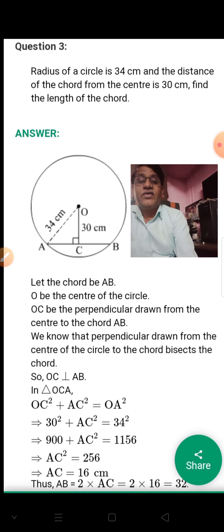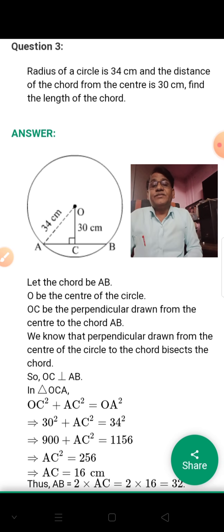See question number 3. In this question, see what is given. The radius of a circle is 34 centimeter and the distance of the chord from the center is 30 centimeter. Find the length of the chord. The radius of the circle is given, then the distance of the chord from the center is given, and you have to find out the length of the chord. Okay. Now let the chord be AB, O be the center of the circle, and OC be the perpendicular drawn from the center of the circle to the chord AB.